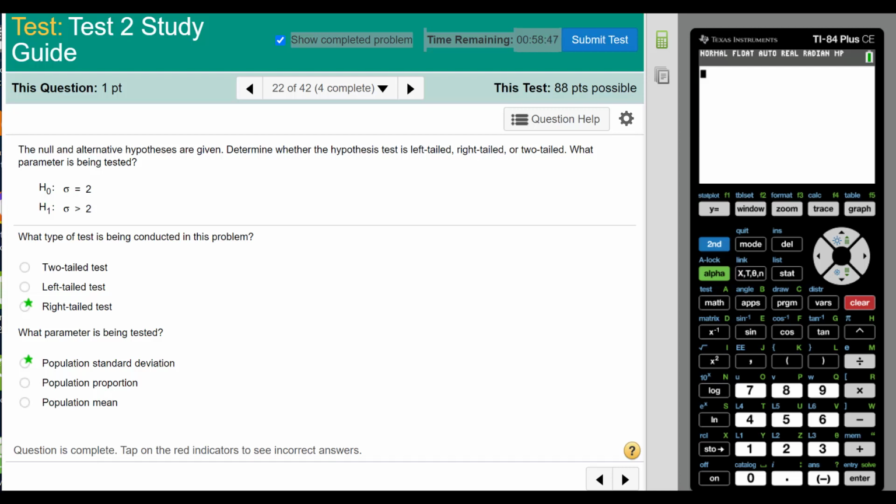If the sign is greater, it will be right-tailed. If the sign is less, it will be left-tailed. If the sign is not equal to, it will be two-tailed. So it is right-tailed. What are we testing here? Well, you can see a sigma, which is called the population standard deviation.